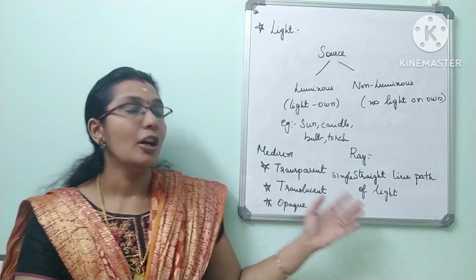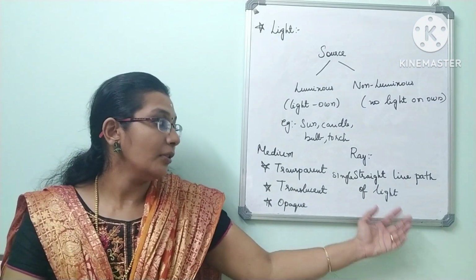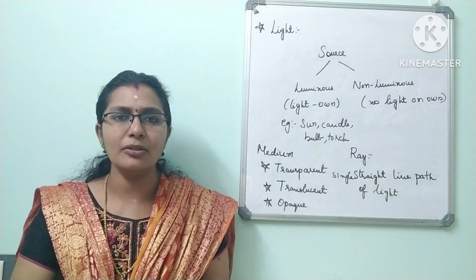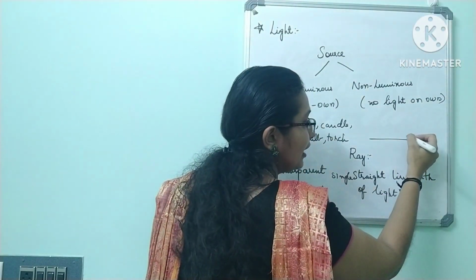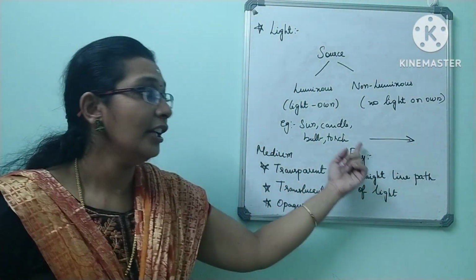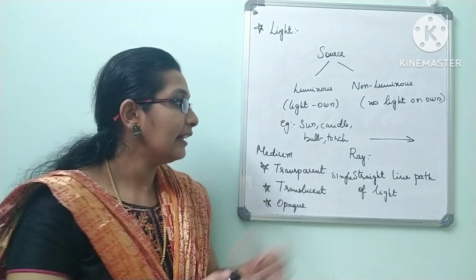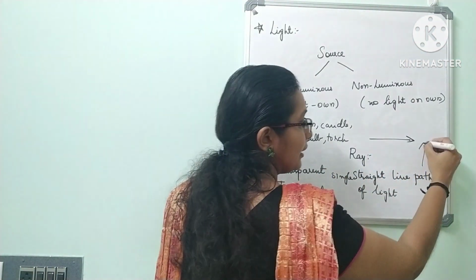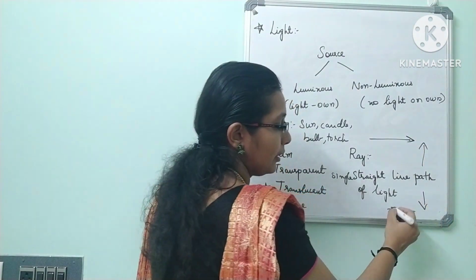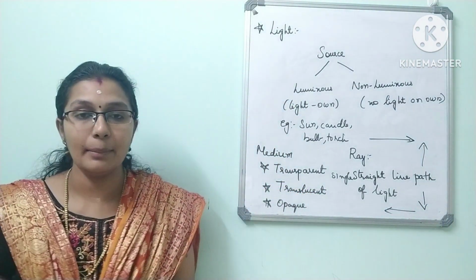So a ray, as I told you, is the single straight line path. If suppose the light is moving in this direction, we will represent a ray by using a straight line along with an arrow mark. So if it is moving upwards, we will represent it like this, downwards like this, and left like this. So this is nothing but the ray.